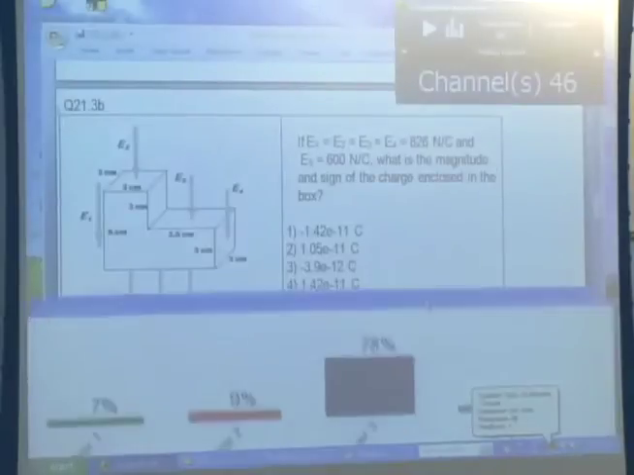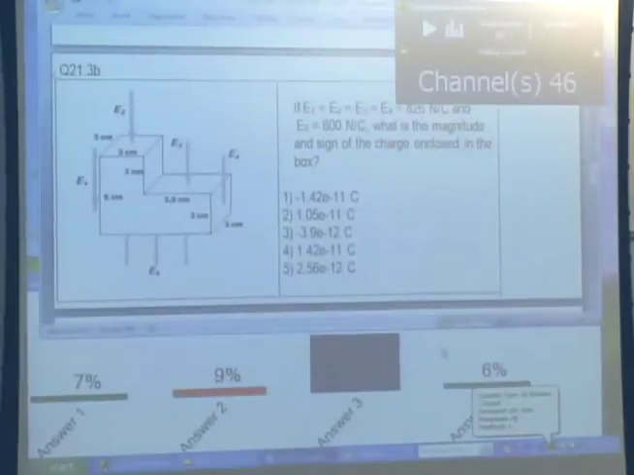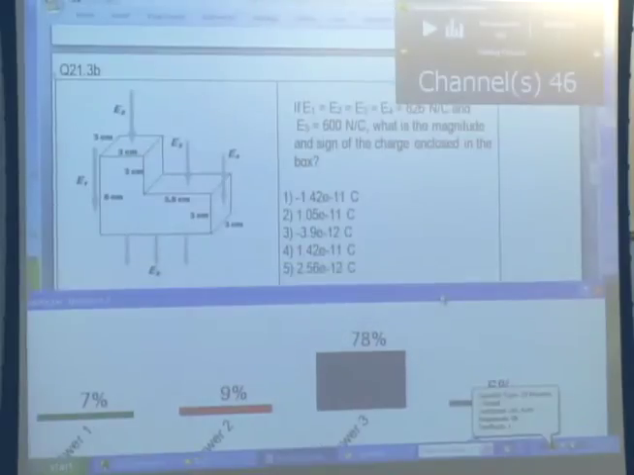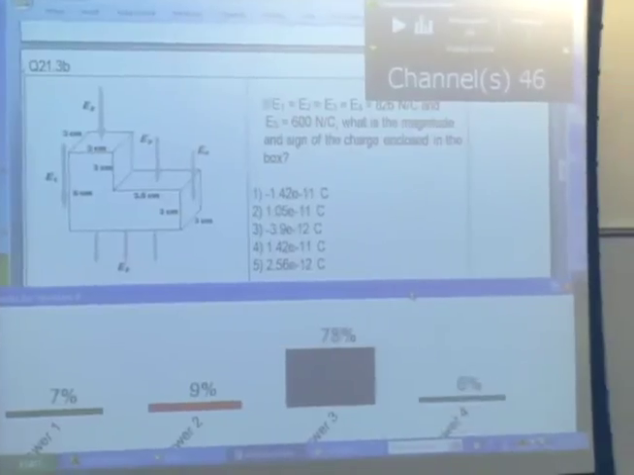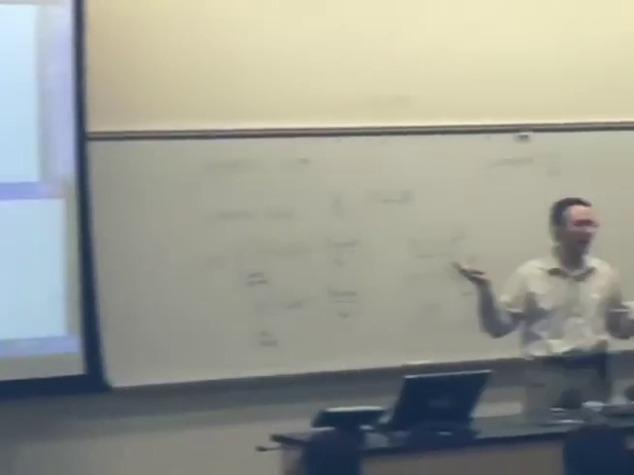Okay, big vote for answer number 3, which I believe is correct. A lot of people were getting that. We know it's got to be negative. Okay, and how can I tell it's negative? Just by looking at it, how can I tell it's negative?